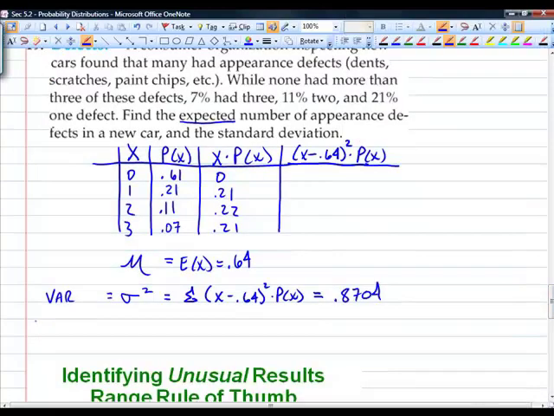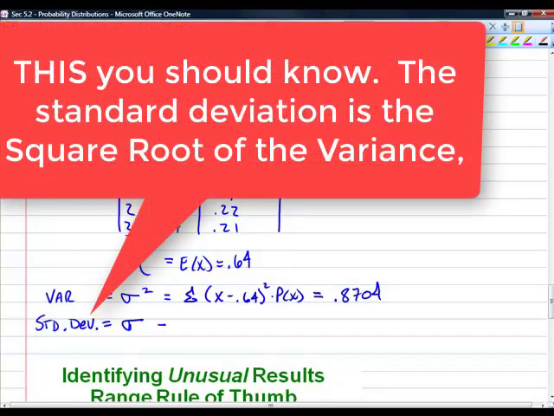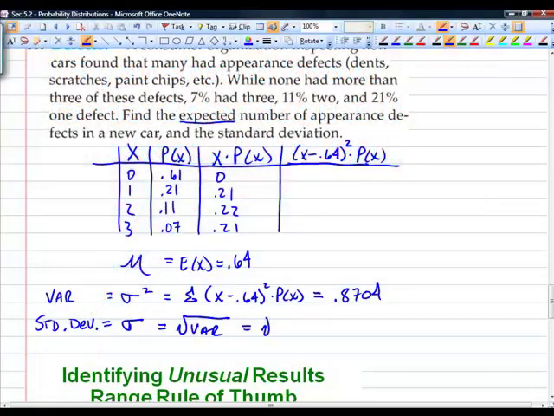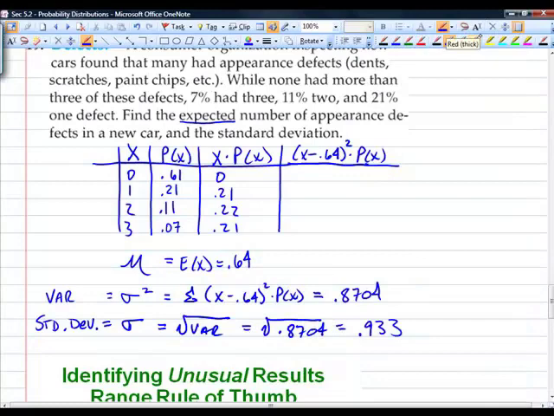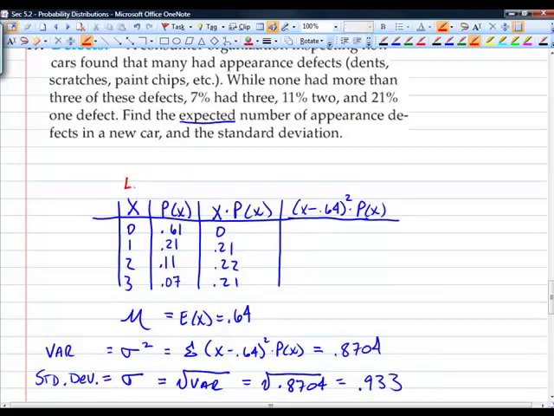Now the standard deviation is this symbol, and it's just the square root of the variance. So for this problem, it's going to be the square root of 0.8704. And when we do that on our calculator, second square root, second answer, we get 0.9329. Let's round this to 3 decimal places. That's 0.933.